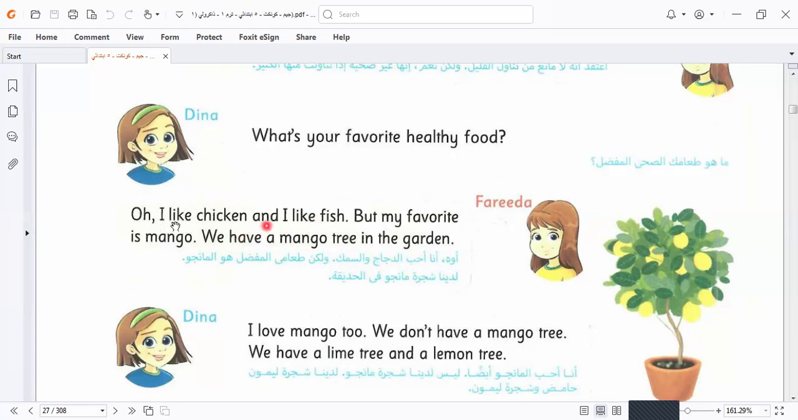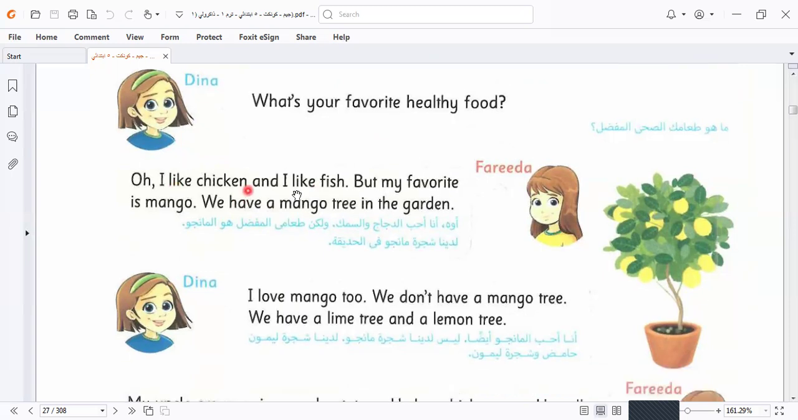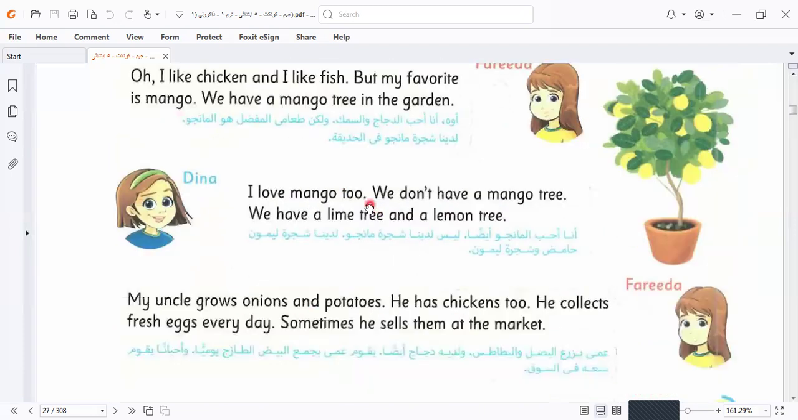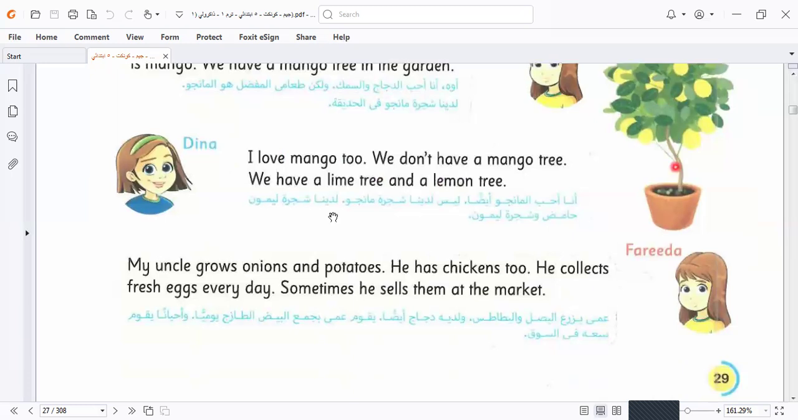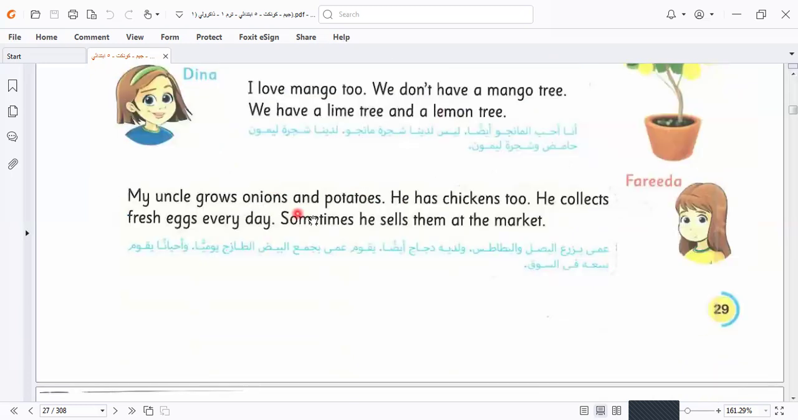I like chicken and I like fish, but my favorite is mango. We have a mango tree in the garden. I love mango too. You don't have a mango tree. We have a lime tree and a lemon tree. My uncle grows onions and potatoes. He has chickens too. He collects fresh eggs every day. Sometimes he sells them at the market.